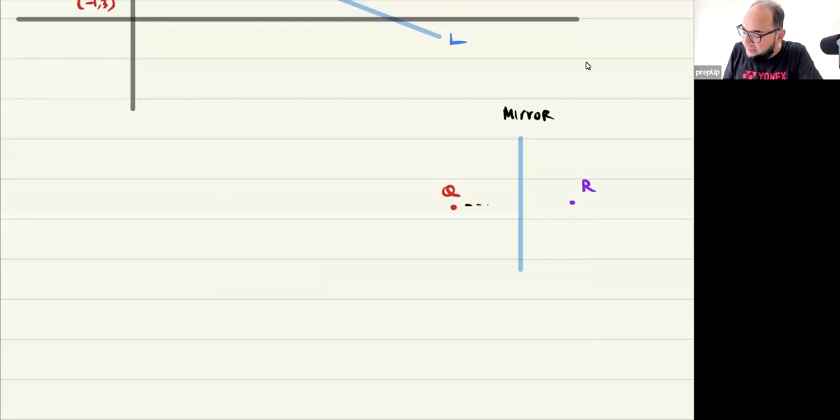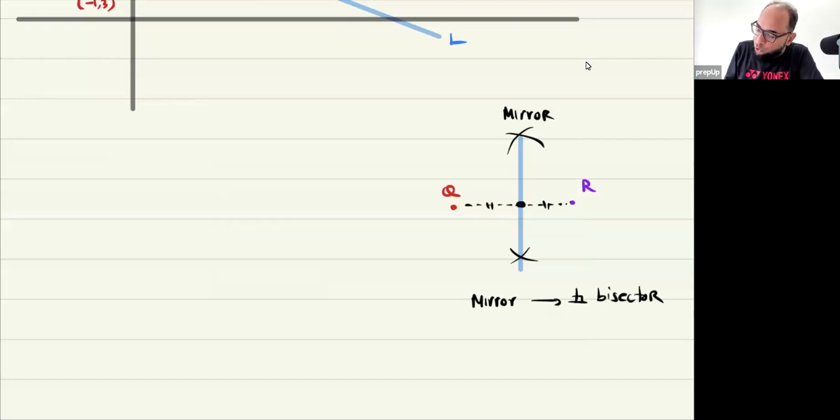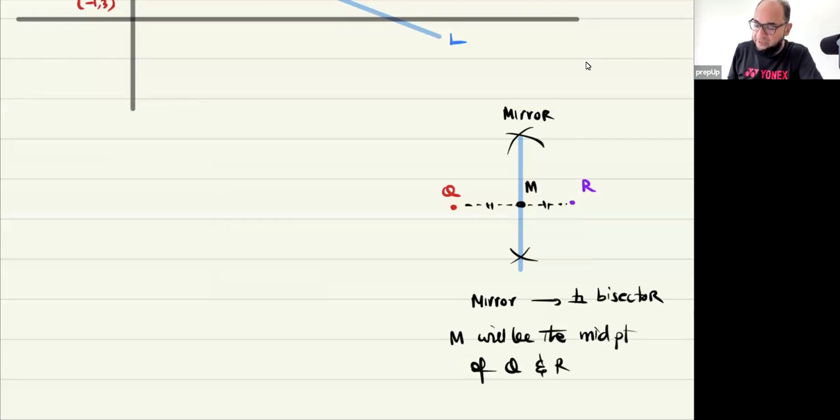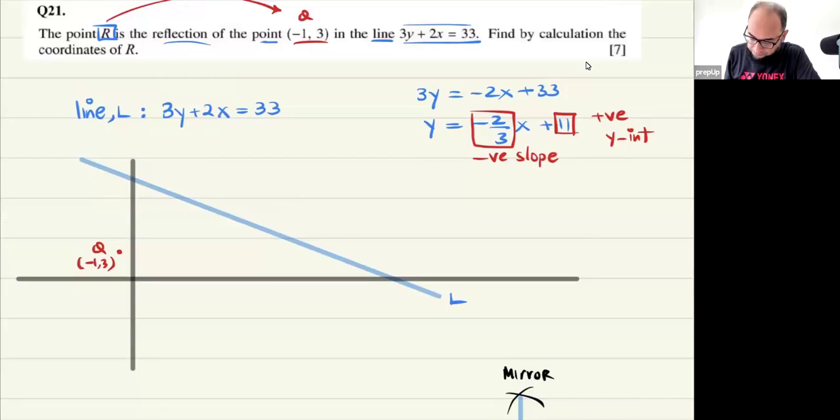So this distance from Q to the mirror will be the same thing as from R to the mirror. In fact, this mirror is the perpendicular bisector. So the mirror is the perpendicular bisector. And a point on the mirror, let's call it M. So M will be the midpoint between Q and R. Now that is the knowledge that I need to apply.